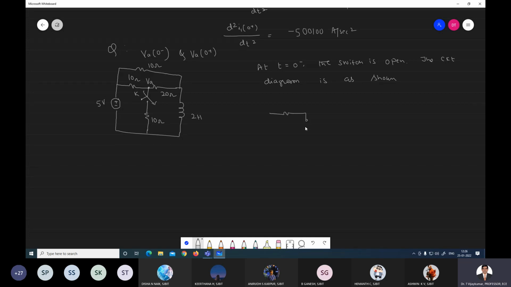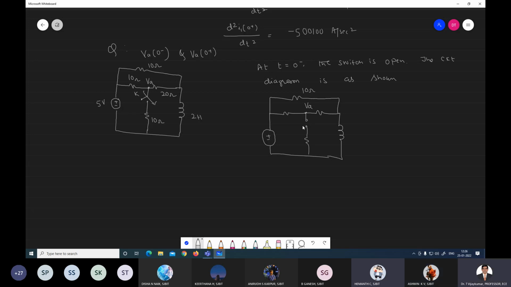The switch is open here, and there will be a resistor here, and here there will be one voltage source, and it is connected like this. Here there is a resistor, then an inductor, and from here to here there is a resistance connected. So sir, the inductor will be shorted, no sir? The inductor will be represented as a short circuit.